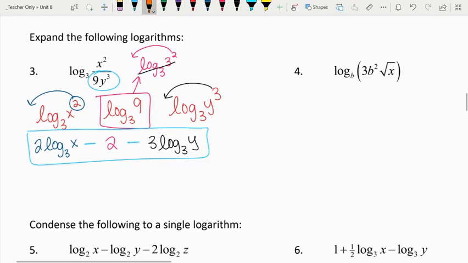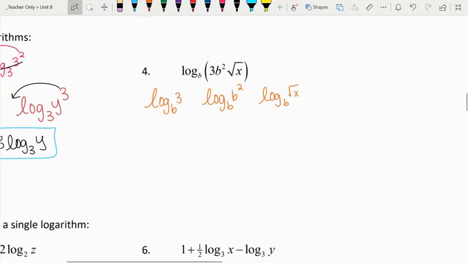For the next one, we have log base b of 3b squared and then the square root of x. So we have log base b of 3, we have log base b of b squared, and we have log base b of the square root of x. Well, the first one, log base b of 3, I can't do anything to that. But the next one I can, right? Again, we have a base that's the same as the base that it is being raised to, right? So we have log base b of b. So those end up canceling, and you're left with just 2.